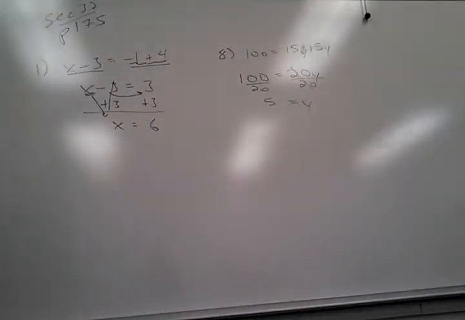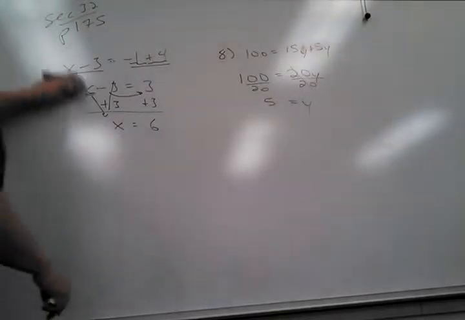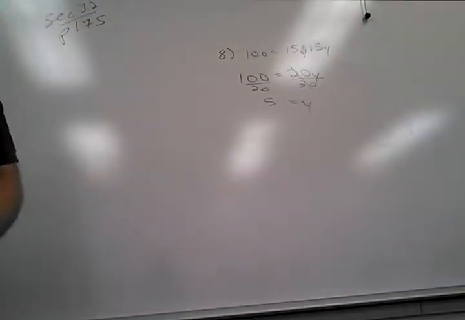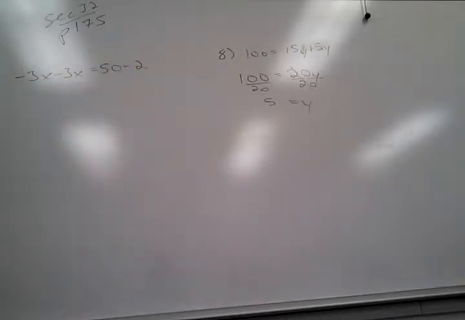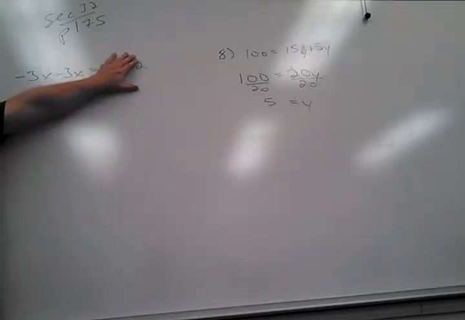And then number 13. Negative 3x equals 50 minus 2. All right. So I think this will be the last one on this page. I don't want to do too many of these. So negative 3x. Then what can you do on that side? With negative 3x's minus 3x's, that makes how many?